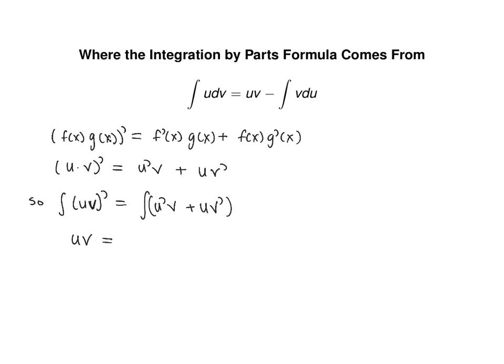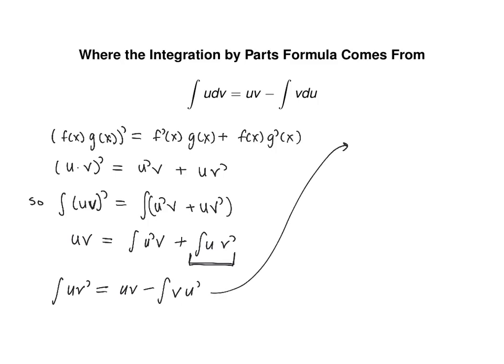And then on the other side, we can break this up into two integrals, the integral of u prime v plus the integral of u v prime. And we're just going to make an arbitrary choice, and we're going to solve for one of those integrals. And that one integral is this. I'm just going to get it by itself. So the integral of u v prime is u v minus the integral of v u prime. And then just changing the v prime to dv and the u prime to du, you get the integral of u dv equals uv minus the integral of v du. And that is the integration by parts formula.